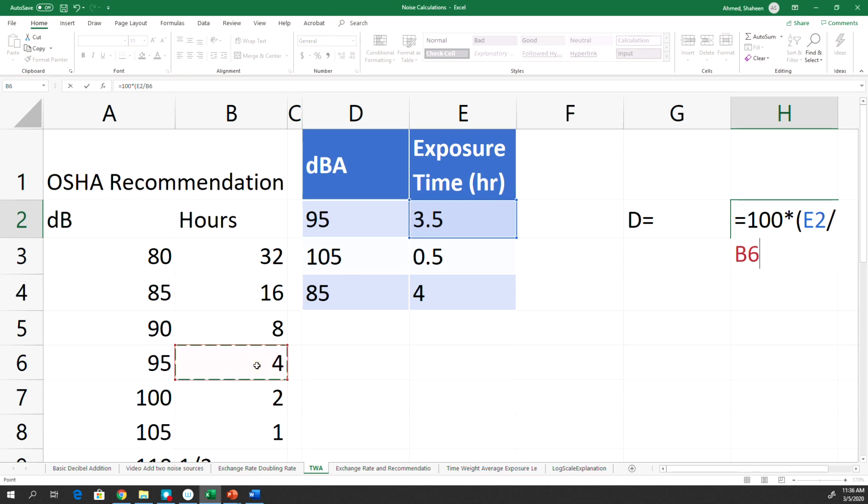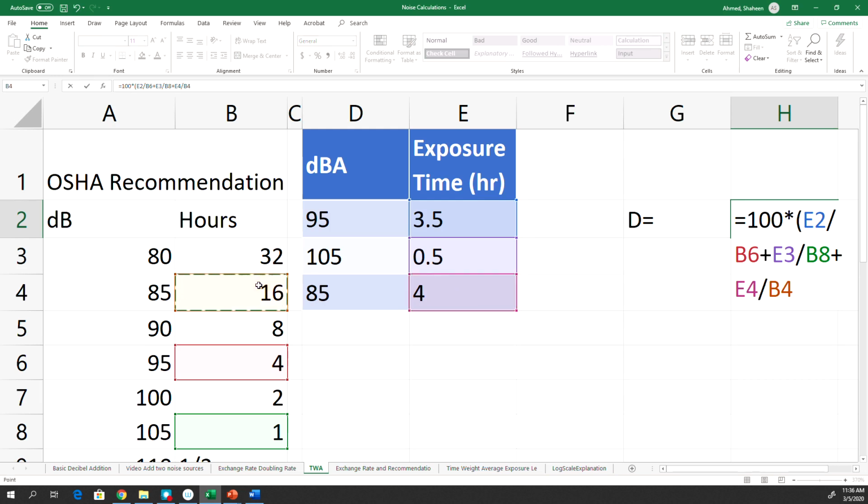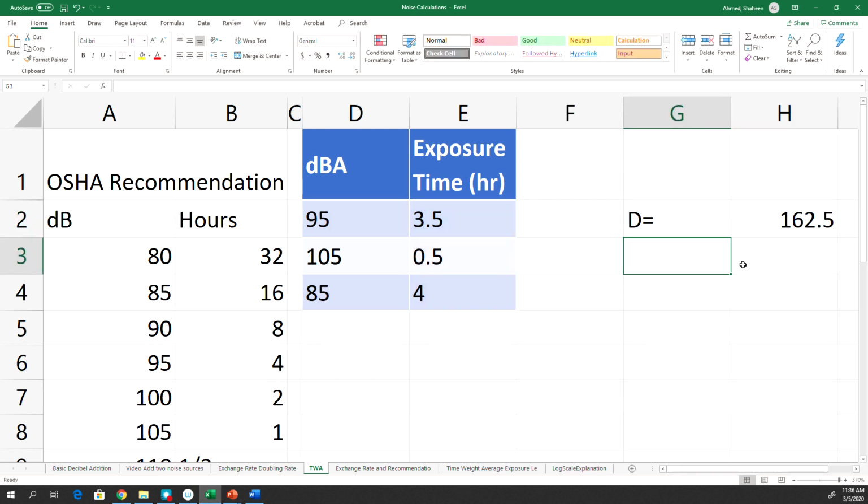which is 4 hours. So I'm going to select that, plus half an hour for the 105 decibel noise level exposure, divided by 1 hour, which is the recommended time at that level, plus 85 decibels, which the person is exposed to for 4 hours, divided by the permissible hours, which is 16. I'm going to select that and close the parentheses. So about 162 for the D.